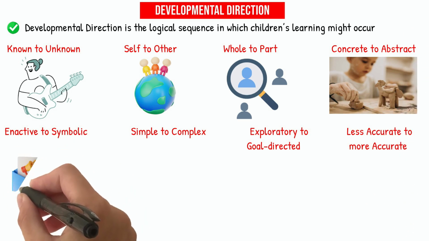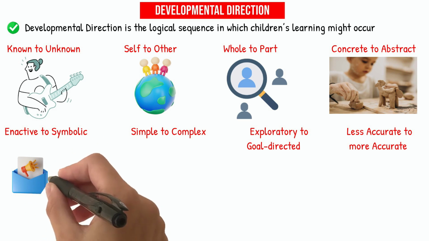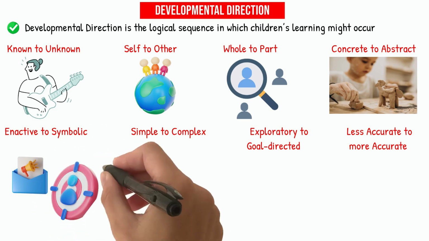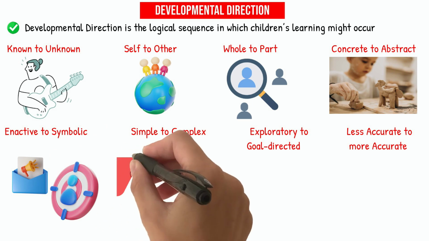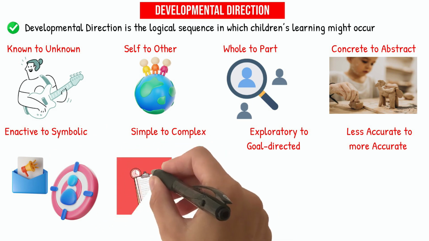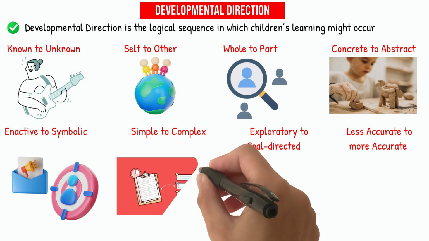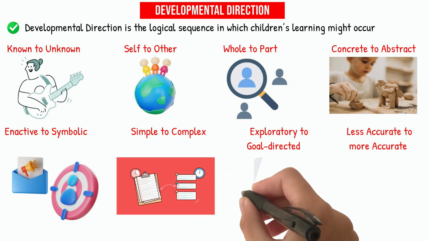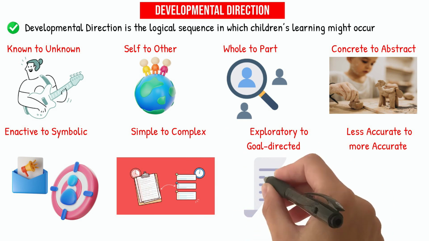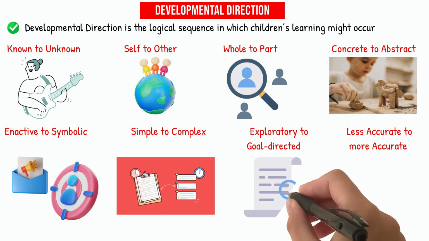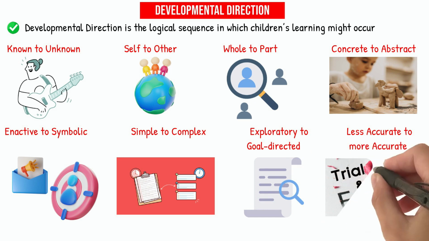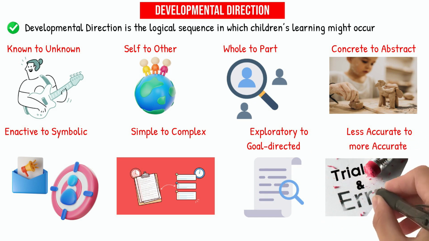Inactive to symbolic. This means that children explain objects and experiences through their actions before using symbols to communicate them to others. Simple to complex means that children start with smaller tasks before moving on to more challenging tasks that require greater independence. Exploratory to goal-directed means that children need to explore objects before they can use them in specific ways. Finally, less accurate to more accurate means that children use trial and error to learn and become more accurate over time.